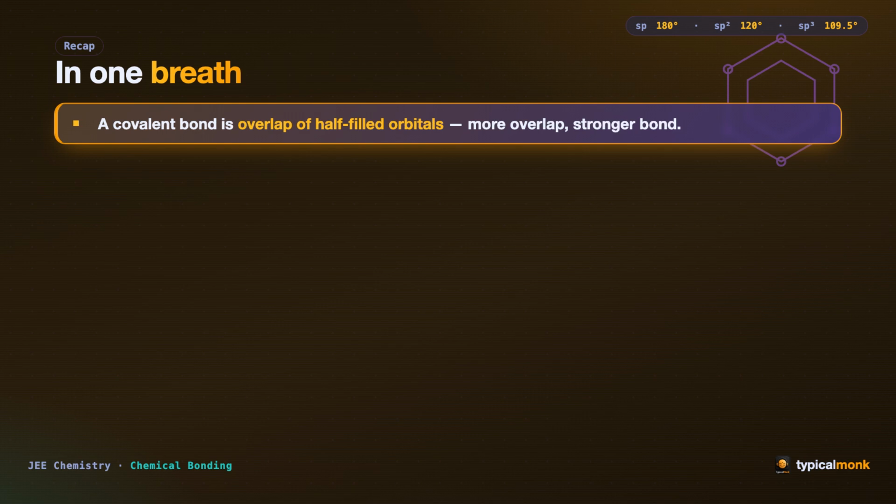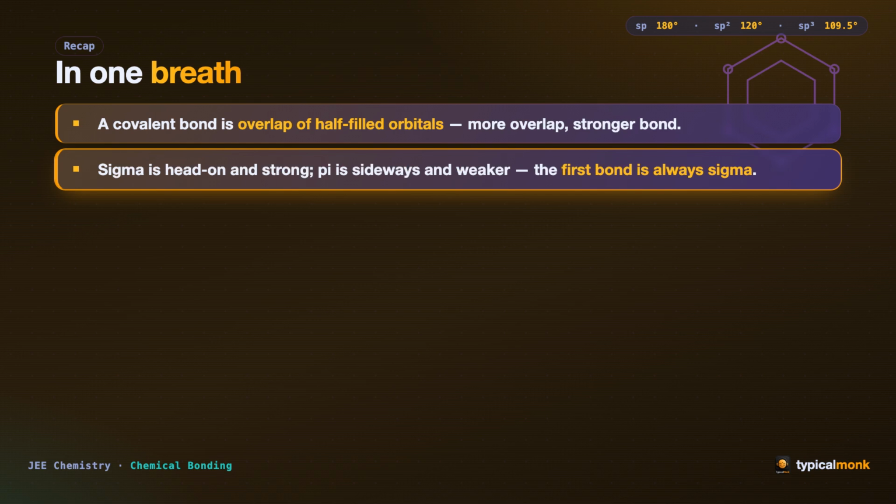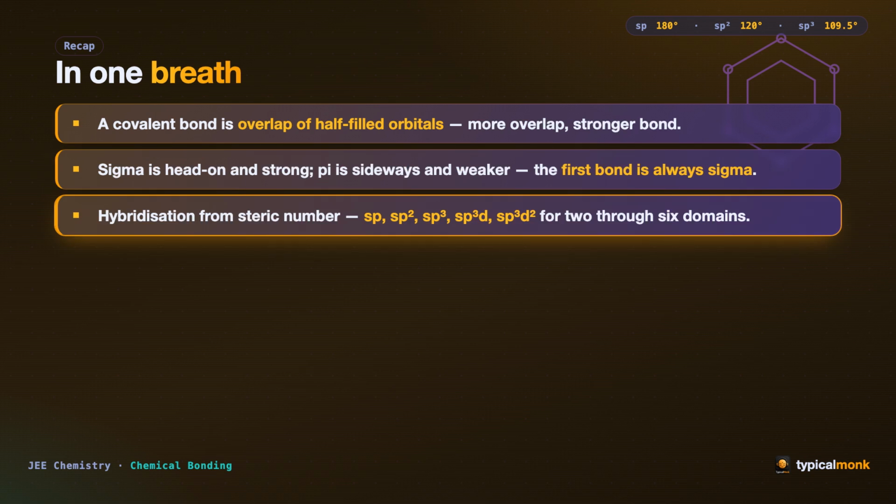Let us gather the whole class in one slow breath. A covalent bond is the overlap of 2 half-filled orbitals, and the more they overlap, the stronger the bond. A sigma bond is head-on and strong, a pi bond is sideways and weaker, and the very first bond is always a sigma. Hybridization follows the steric number, sp, sp2, sp3, sp³d and sp³d² for 2 through 6 domains.